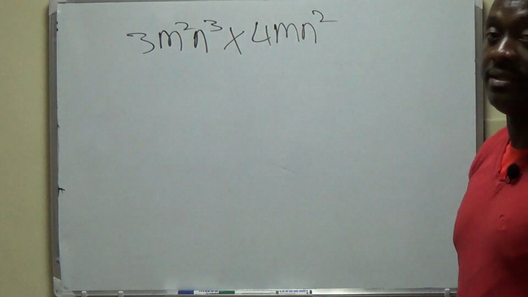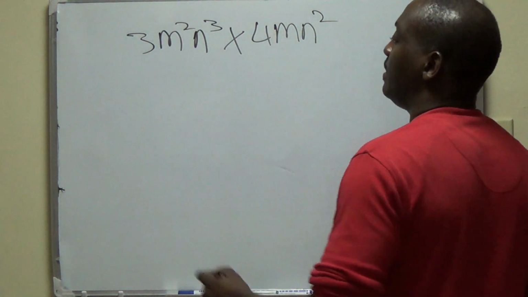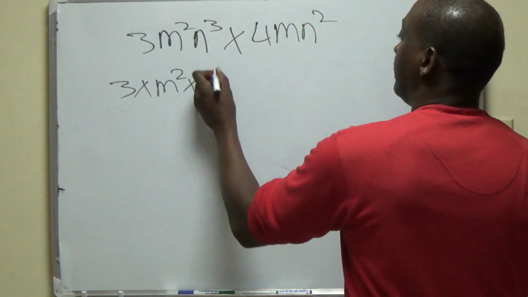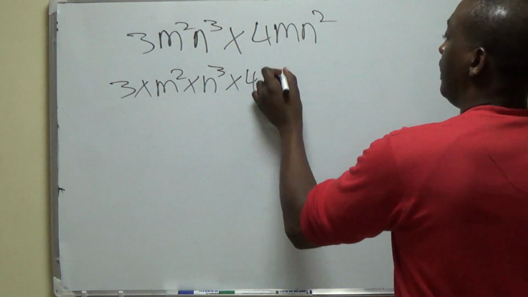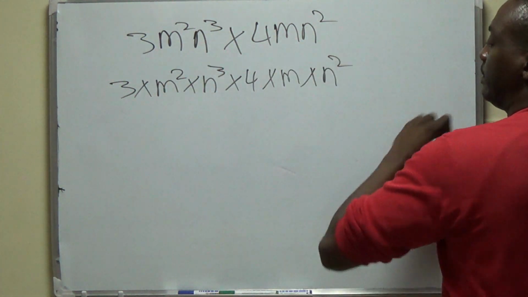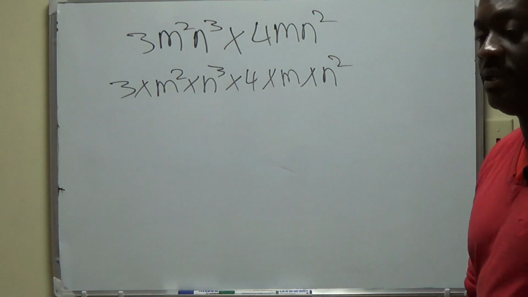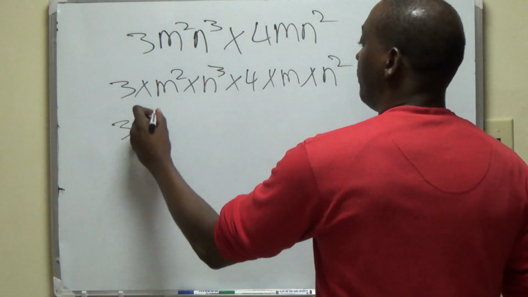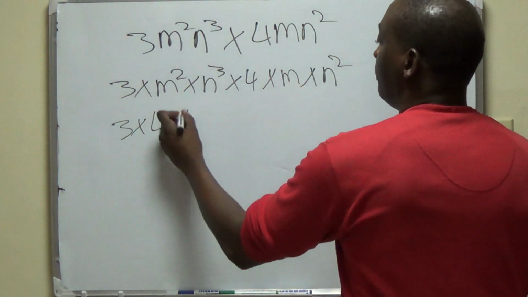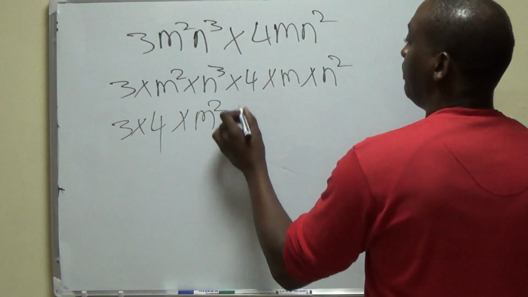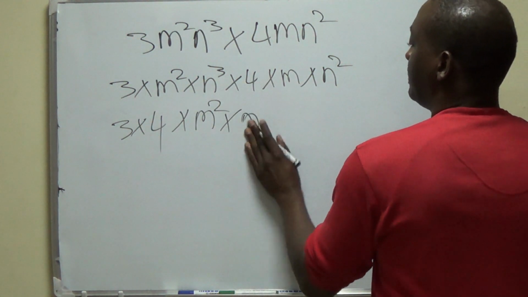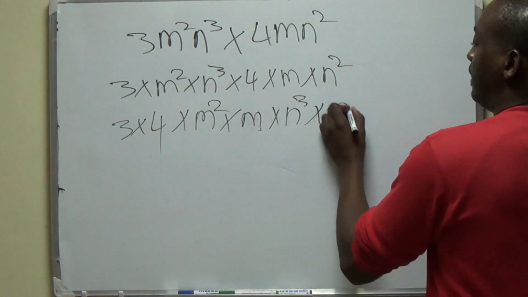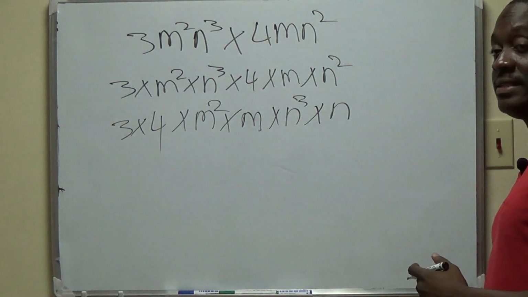So in this particular situation, what I could do, just for the sake of argument, is I could say 3 by m squared by n cubed by 4 by m by n squared. Right? And I could go even further now to bring all the like terms together. So I could say 3 by 4, that's your constants, multiplied by m squared multiplied by m, that's your m's, and then multiplied by n cubed multiplied by n. So you see, we're setting up the answer step by step.